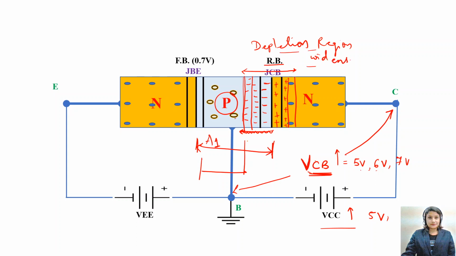Since the depletion region widens, the area of this p type base has reduced. Can you see, from A1 your area of the base, A2, has become shorter. Why has it become shorter? Because the depletion region has penetrated more into the p type base.